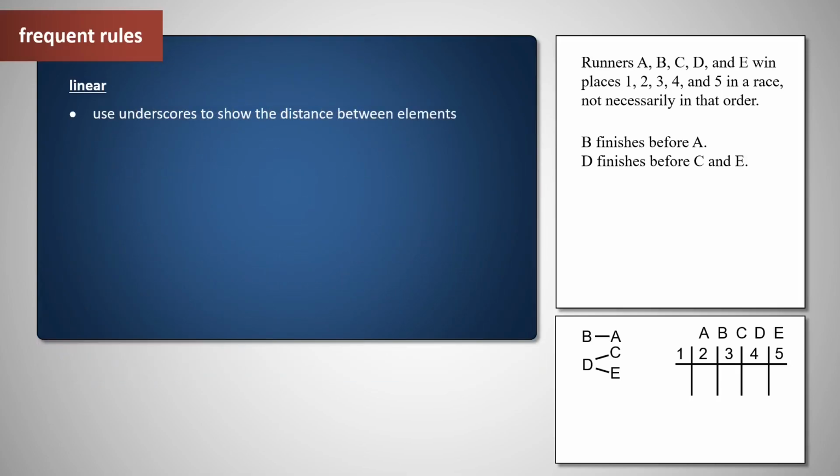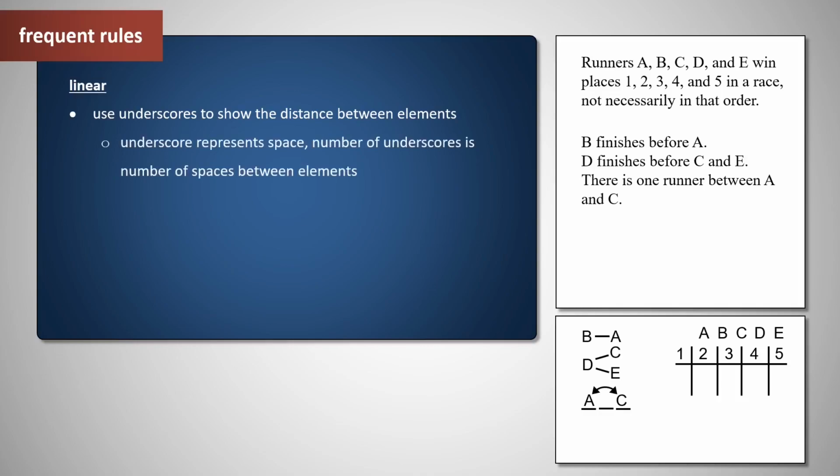Now, if you know the distance, you can use underscores to show the distance between elements. In these two rules, we don't know the distance. But if we look at this rule, it says there's one runner between A and C. We can draw that like this, where we have A with an underscore under A, an underscore for a blank spot, which is the one runner between A and C, and then a C with an underscore. The underscore represents space, and the number of underscores is the number of spaces between elements. So this is a good way of showing that you have distance built into this rule.